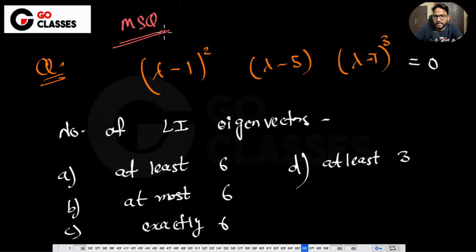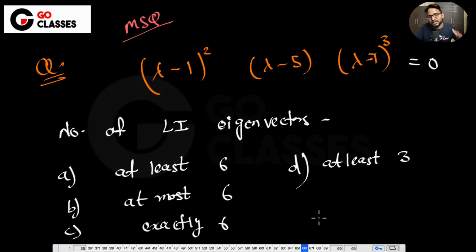MSQ means multiple options could be the answer. Just let me know which of the following are the correct answers. Maybe there is just one answer, maybe there are 2 answers, maybe there are 3 answers. Just comment it out and we will solve it in the next video.